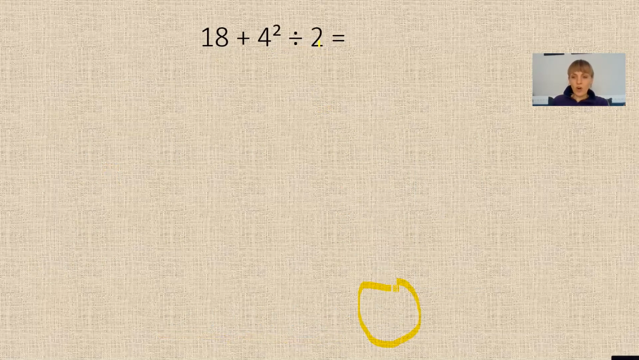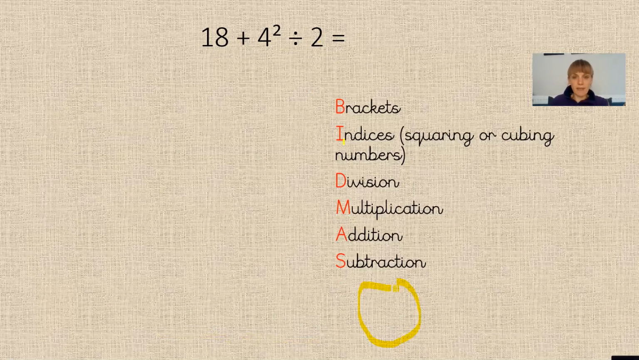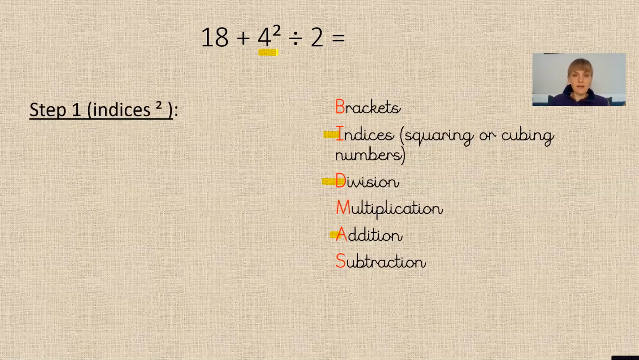Now this one has got 3 different parts to it. So I'm going to get my BIDMAS up again to help me. Now I'm going to think, what have I got? I've got addition in there, I've got indices, and I've got division. I've put a little yellow line to mark them off, and I can see that the highest up the list here are indices. So I have to do this part first. So step 1 is indices. Now 4 squared is the same as saying 4 times 4, which is 16.